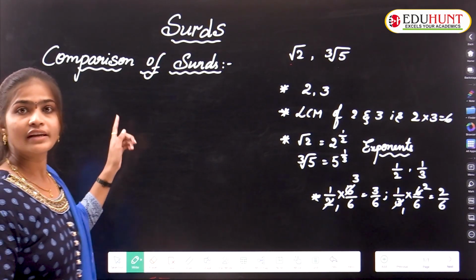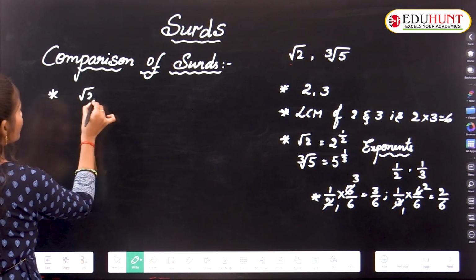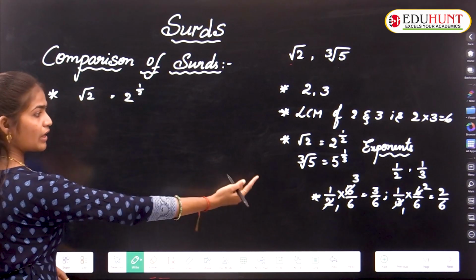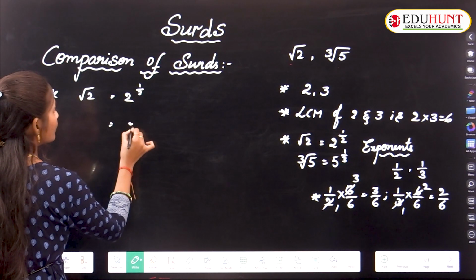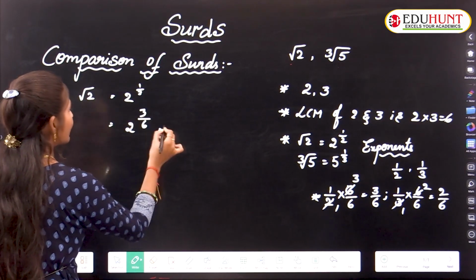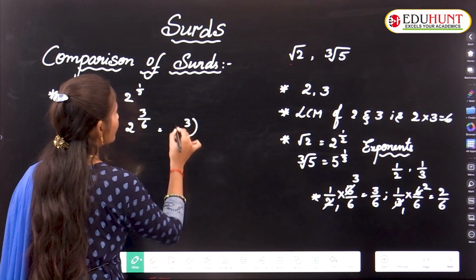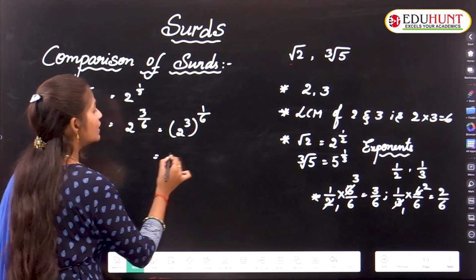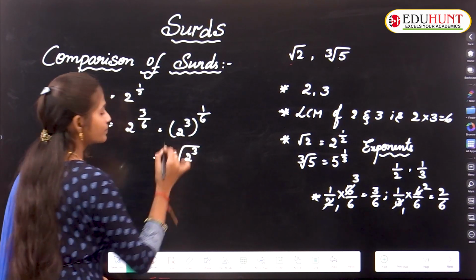Now we need to write the given surds. Square root of 2 we can write as 2 power 1 by 2, right? Now apply that exponent here. Then how can we write that? 2 power 3 by 6. We can write it as 2 cube whole power 1 by 6. Yes or no? So it is the 6th root of 2 cube.